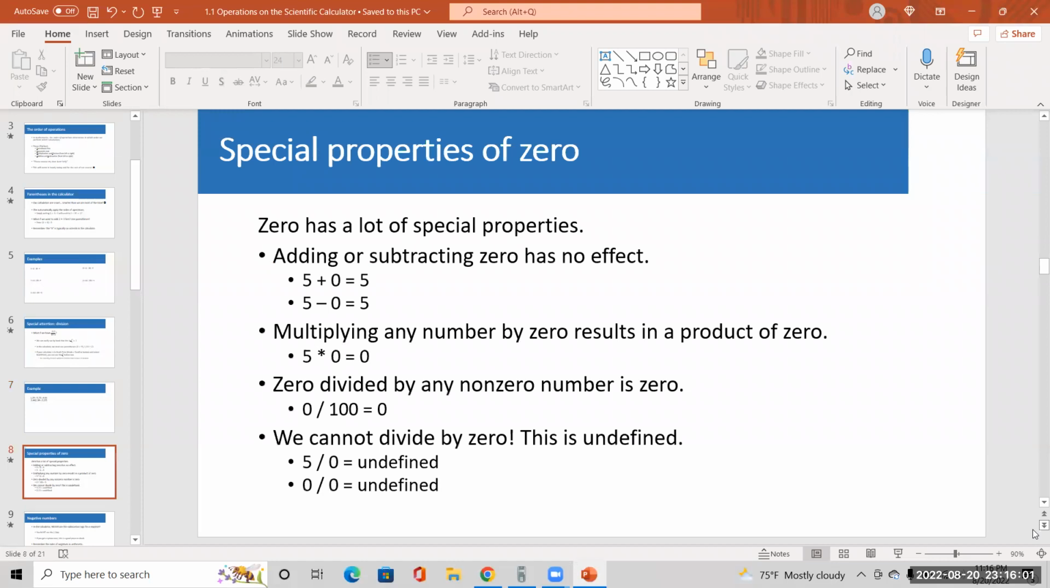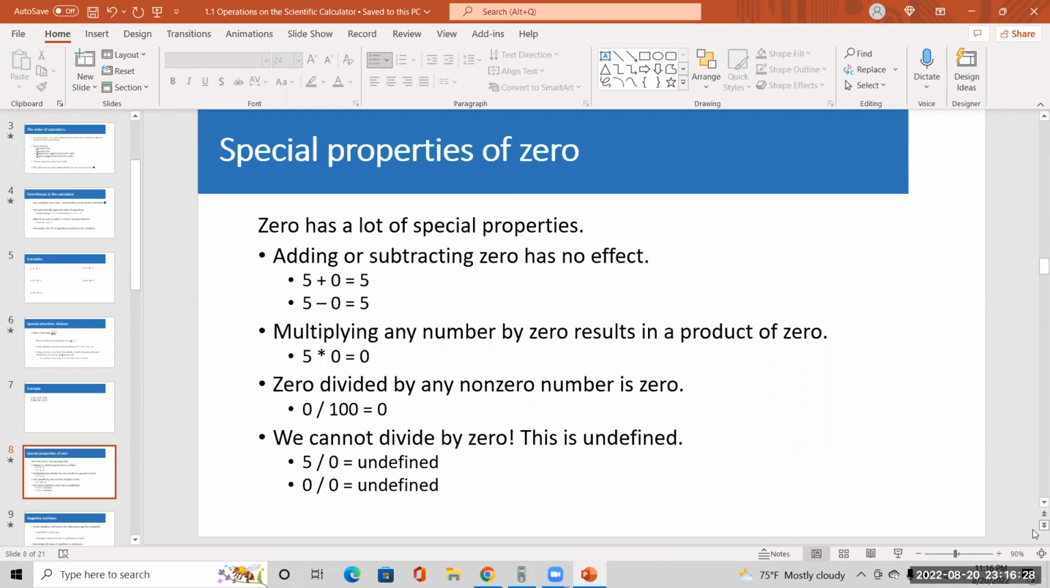Okay, let's move along. Let's talk about some special properties of 0. So remember that 0 is kind of a weird number, right? It has a lot of special properties. So you can add and subtract 0 to any number and it has no effect. You can multiply any number by 0 and it's going to give you 0. 0 divided by any number will give you 0. Okay. So 0 divided by 1,000,000 is still 0.